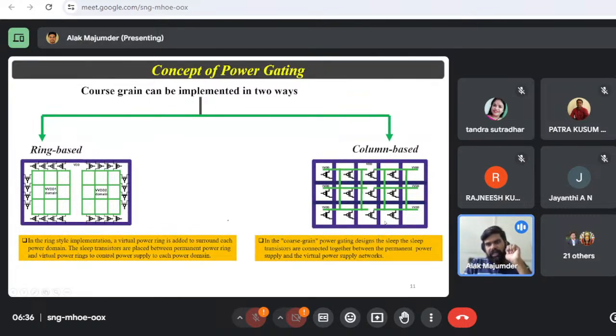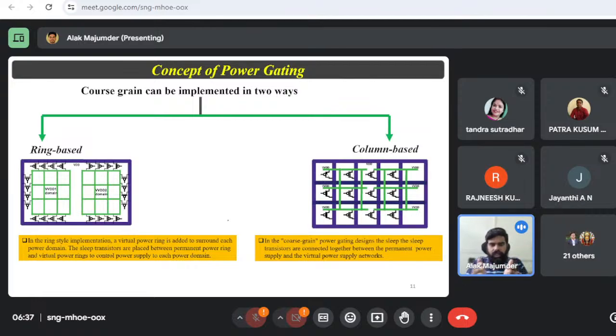If the arrangement is like the right hand side, see how from the blue power line we are bringing the power to the circuit. The red lines are circuit VDD, right? So if the configuration is like this, it is called column based. These are just ways of doing it; you cannot ask which method is better, ring based or column based. It is not like that.